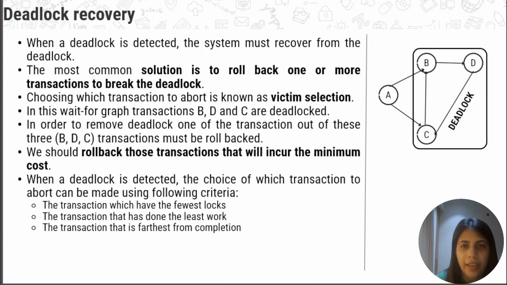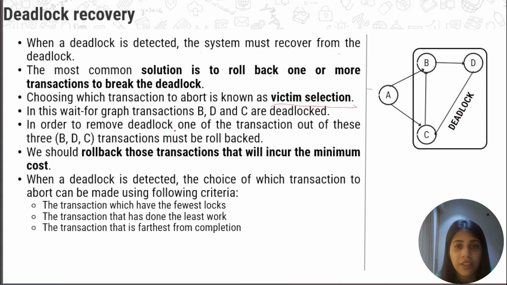When a deadlock is detected, the system must recover from the deadlock. The most common solution is to roll back one or more transactions to break the deadlock. Choosing which transaction to abort is known as victim selection, because that transaction becomes the victim to be rolled back.